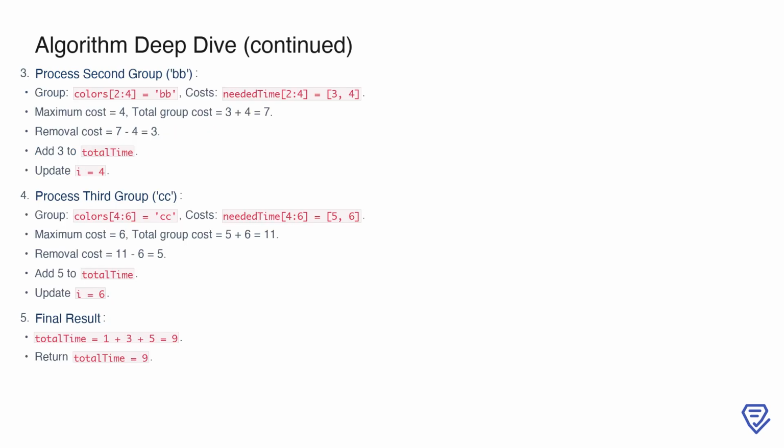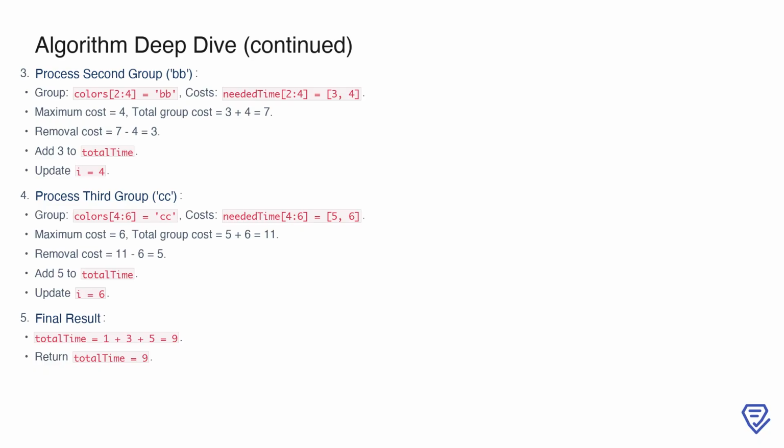Next, we process the second group, consisting of the two B balloons. The costs for this group are 3, 4, with a maximum cost of 4 and a total group cost of 3 plus 4 is equal to 7. The removal cost for this group is 7 minus 4 is equal to 3, which is added to total time. The pointer then moves to the next unprocessed position at index 4.